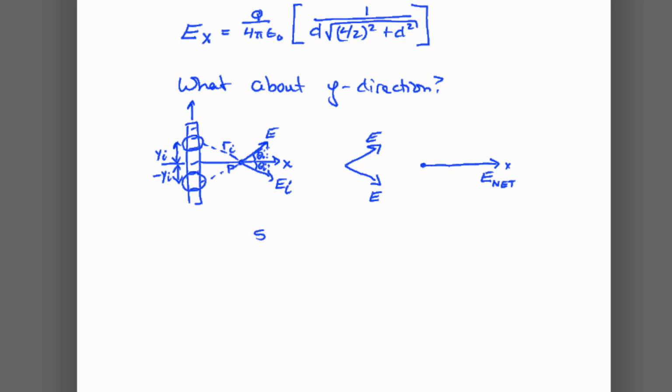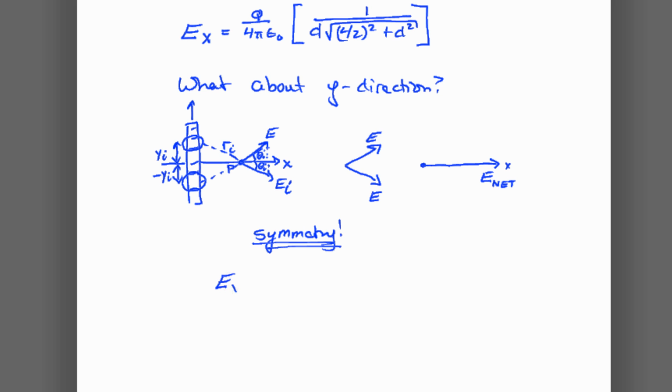which is going to be something that's going to help you a lot. So basically what this is telling us is that the total electric field in the y direction is 0, because every single segment is going to have another segment in the negative y direction that's going to cancel out that y component of the electric field.